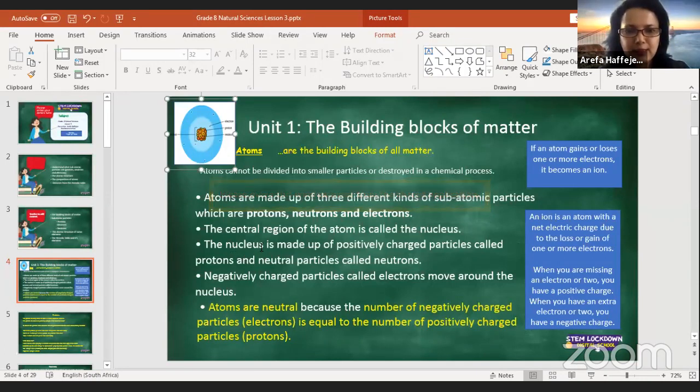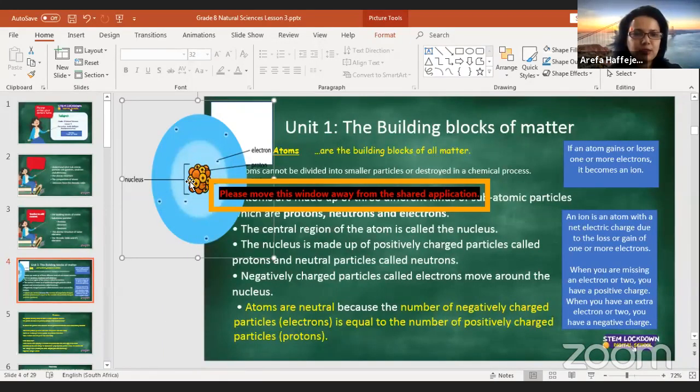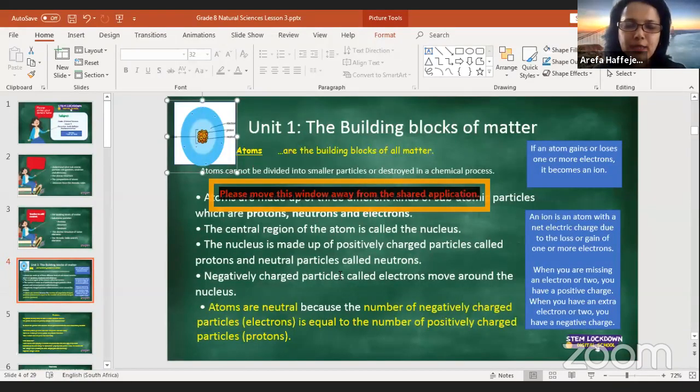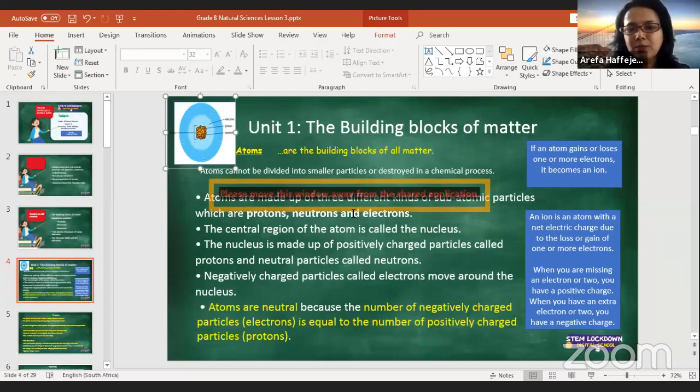The nucleus is made up of positively charged particles called protons and neutral particles called neutrons. That's again in this diagram so that you can visualize it. In this nucleus, you have the positively charged protons and then you have the neutrons. Those protons and neutrons work together. Now, the negatively charged particles called electrons move around the orbit, right? And they move around in harmony with the protons.